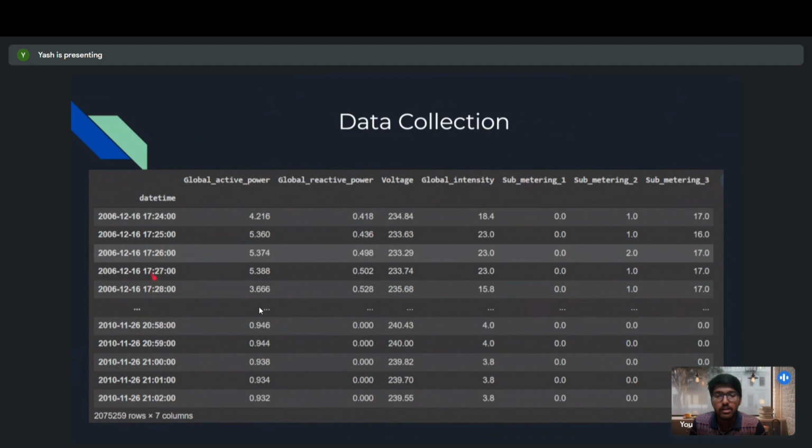Now my team member Rahul will explain all about the data pre-processing and cleaning.